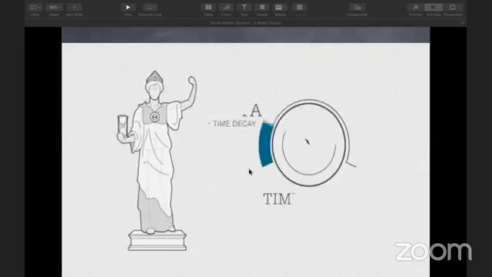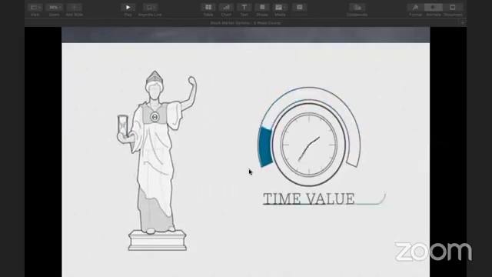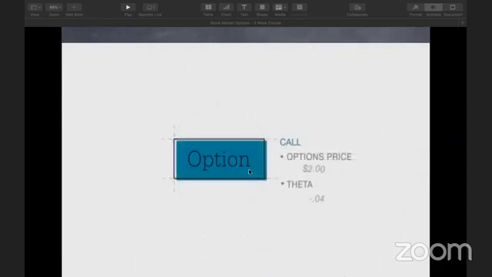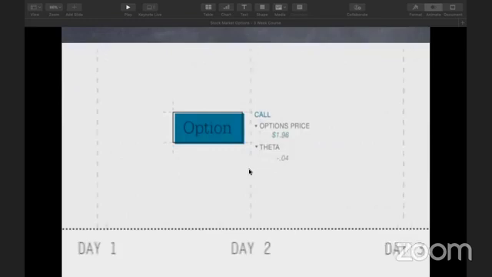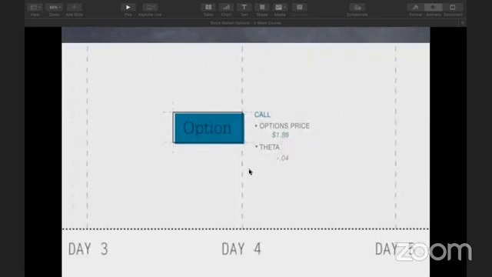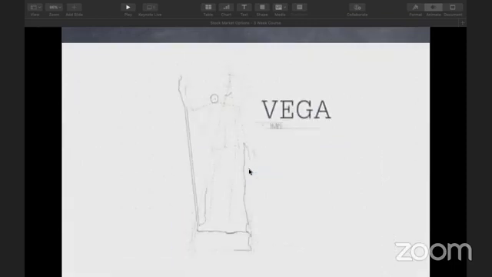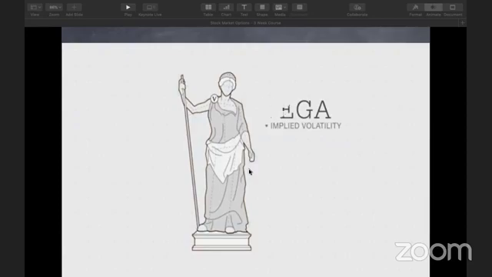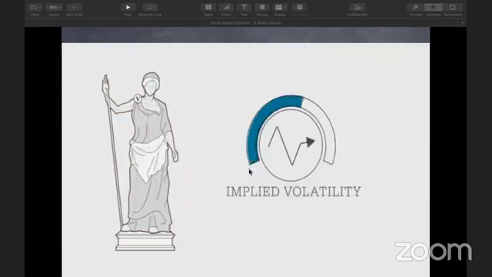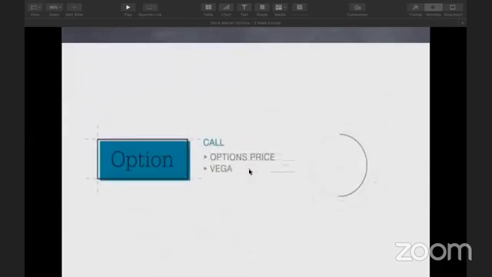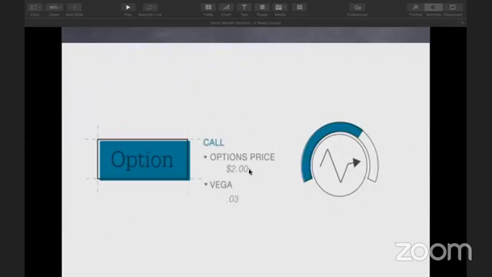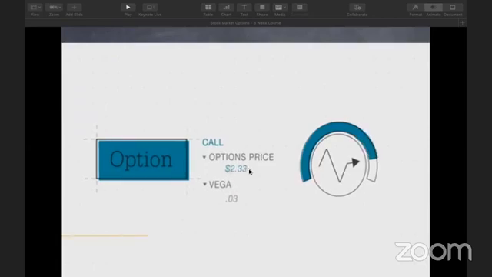Theta estimates how much value slips away from an option with each passing day. If an option has a theta of negative 0.04, it would be expected to lose 4 cents of value every day. Remember, time decay works against buyers and for sellers. Finally, there's vega, whose domain is implied volatility. Vega estimates how much the premium may change with each 1 percentage point change in implied volatility. If an option has a vega of 0.03 and implied volatility decreases 1 percentage point, the premium will be expected to drop 3 cents.